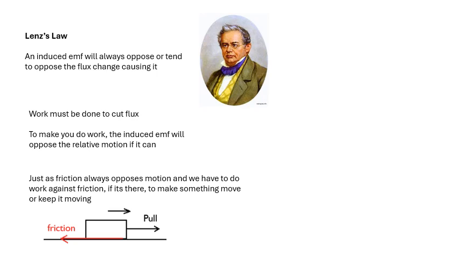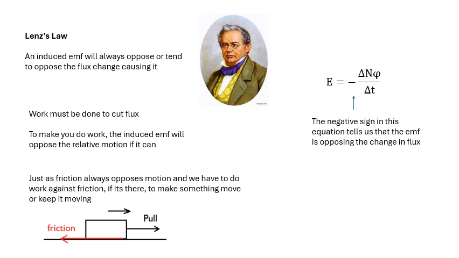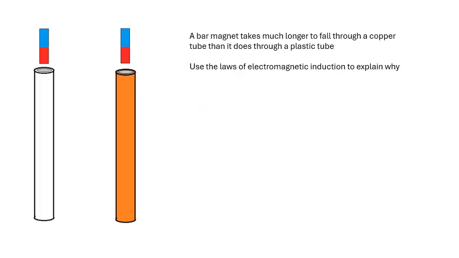So the induced EMF will work against you because it will make you do work, because that's where the energy comes from. And that's why we have the negative sign in this equation: the induced EMF equals minus delta N phi over delta t. That tells us that the back EMF, the induced EMF, is working against us. It's trying to stop the flux from being cut. Usually the negative sign is just cosmetic. The kind of questions that you'll get on this will be showing that you understand what's going on.